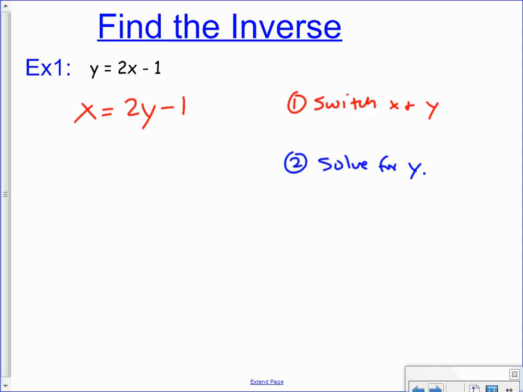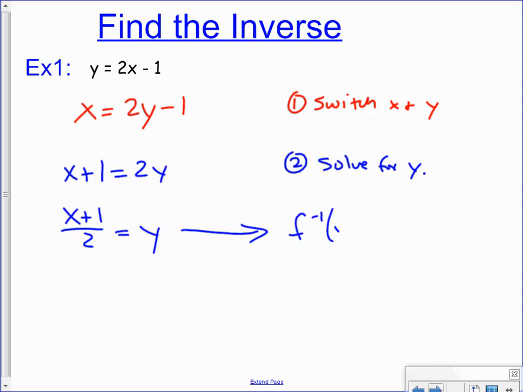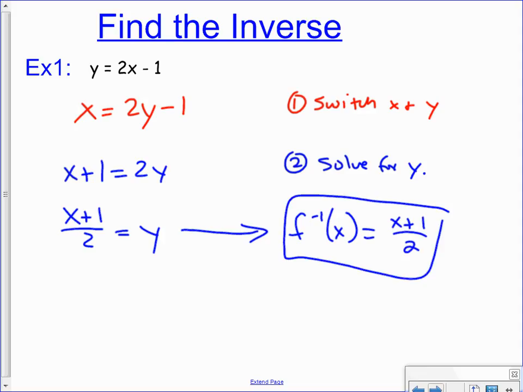Add 1. X plus 1 equals 2y. Divide by 2. X plus 1 over 2 is equal to y. Now this, my dears, is the inverse of that function. That's it. Basically, the x's and y's switch.